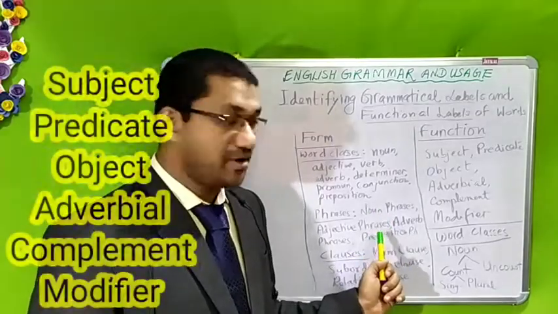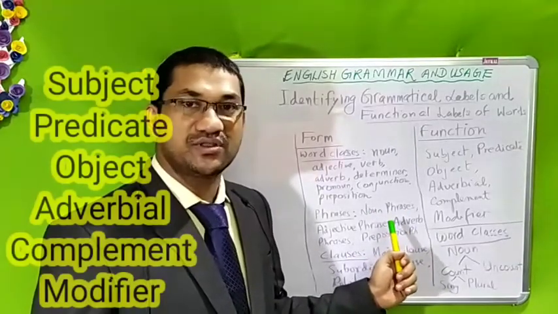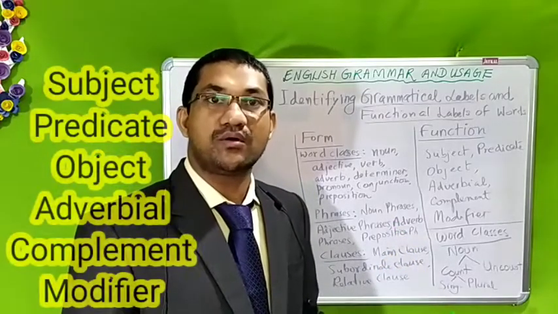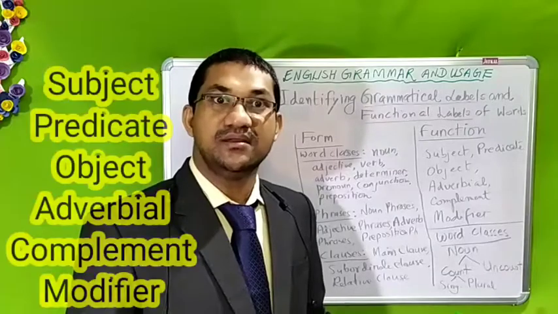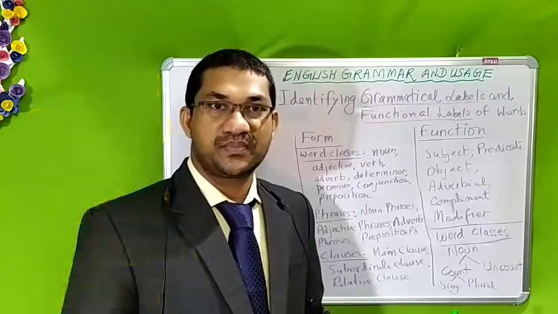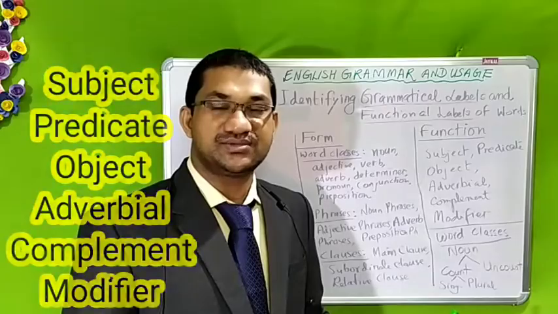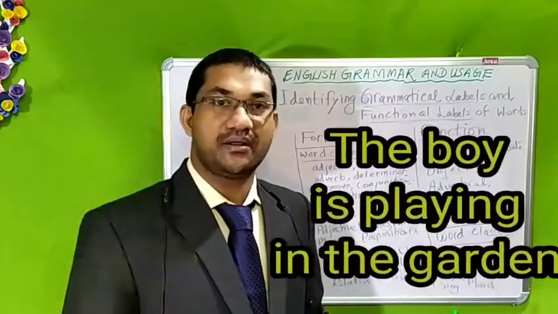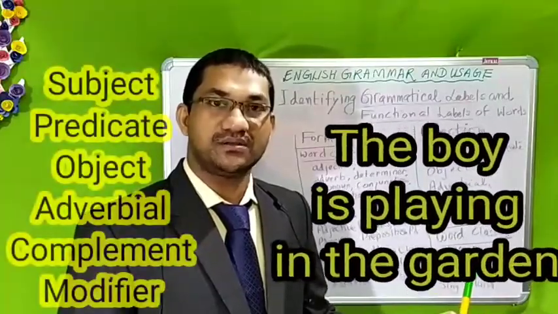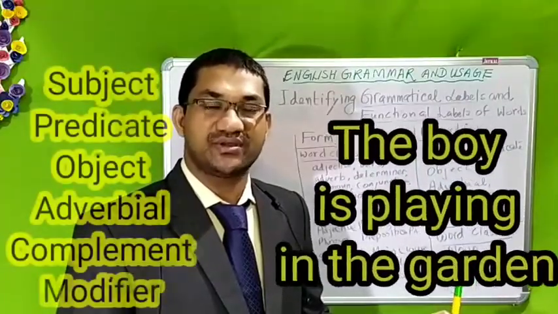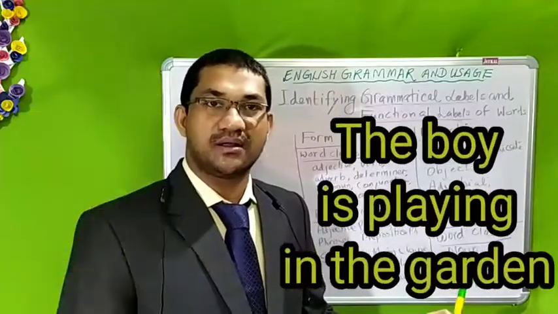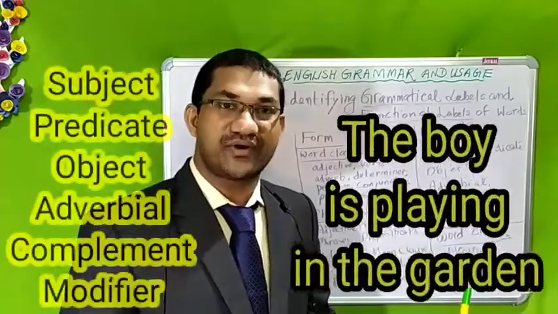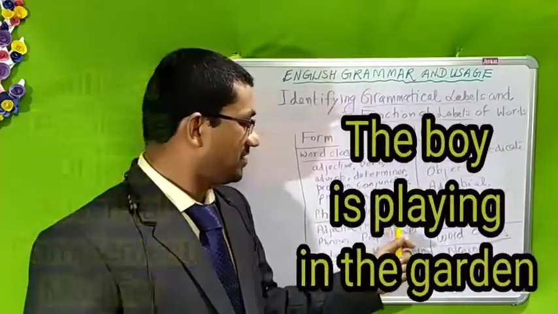And similarly, we know about noun phrases also. We know that a noun phrase is a noun along with one or two words. Like in the sentence, the boy is playing in the garden. We have the boy, the subject. The boy is a noun phrase. Playing in the garden: playing is the verb, and in the garden is another noun phrase. So we know what noun phrases are.